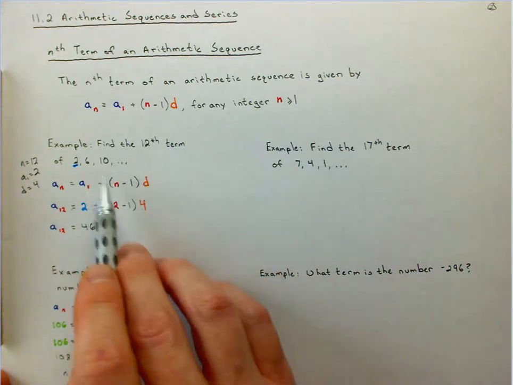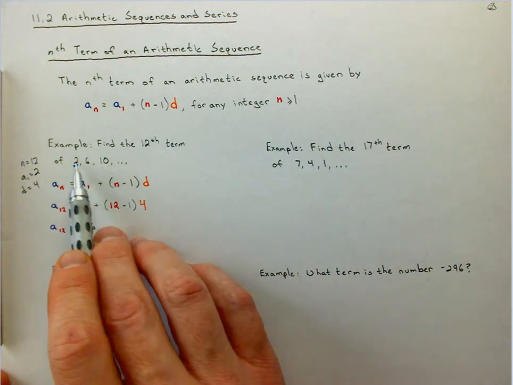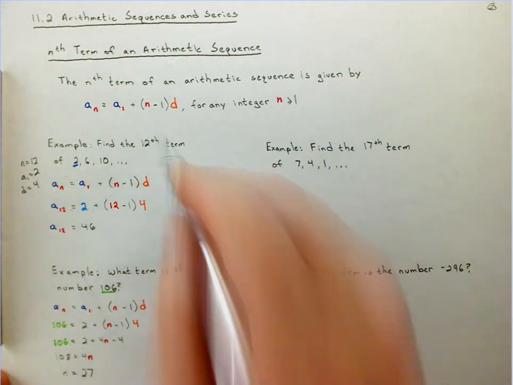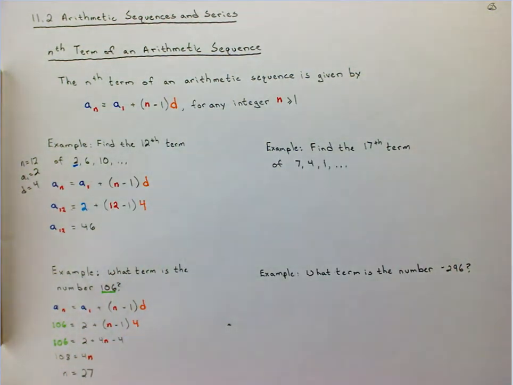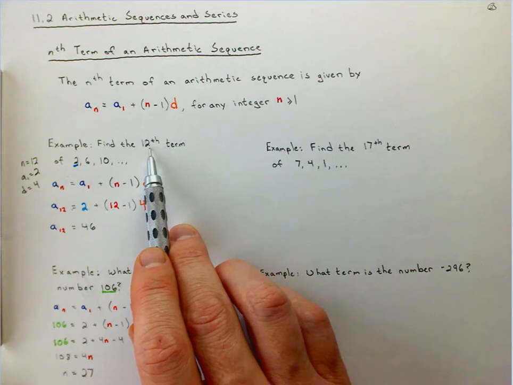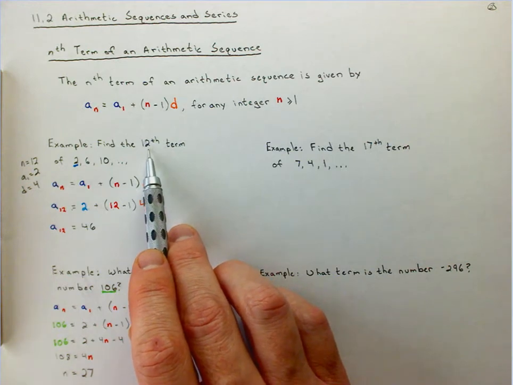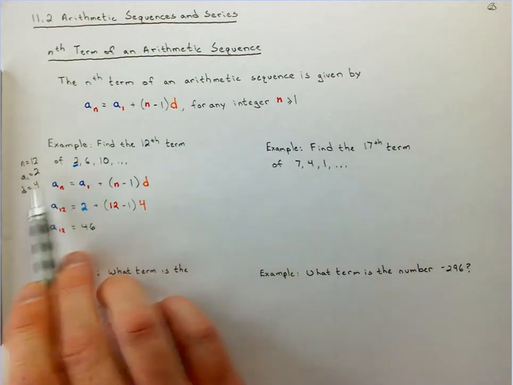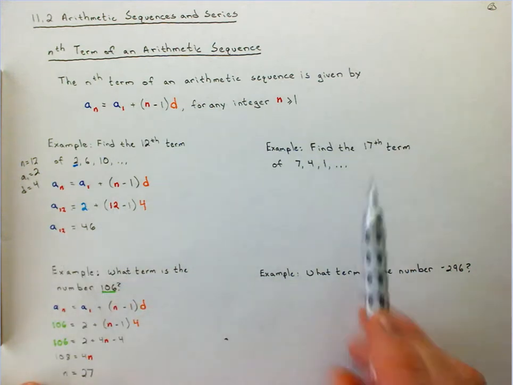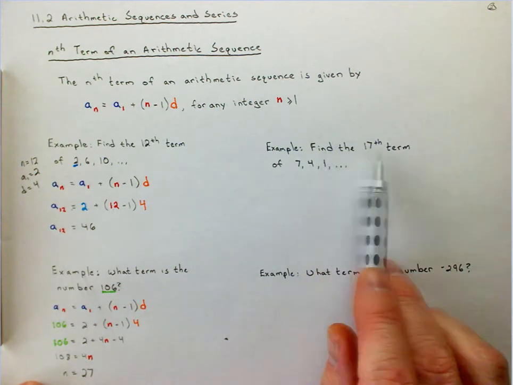That is nice, having this formula. Otherwise, I have to continue this series out, plus 4, plus 4, plus 4, and I have to do it 12 times. So I could put something in there like the 8,934th term. I just have to plug that number in and solve. So pause the video, and I would like for you to work this one.